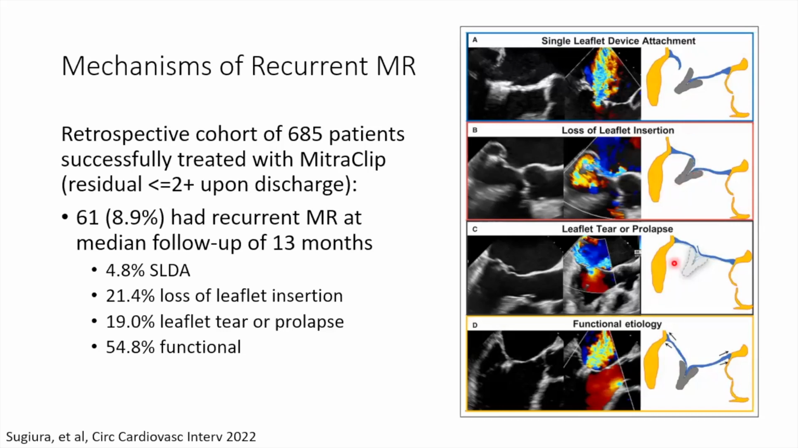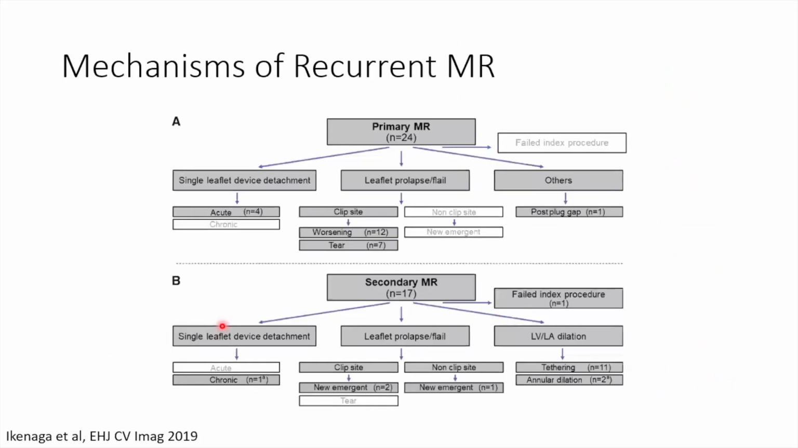You can have leaflet tear or new worsening prolapse, or you have functional etiology. And these are also all suggestive of the progression of the initial disease process. If it's secondary, you have progressive dilatation of the LV and LA, or if it's primary, you have worsening degenerative disease to the mitral valve. In follow-up of these patients, they're actually more likely to have loss of leaflet insertion than SLDA, and progression of their initial etiology. So whether it's worsening prolapse or worsening functional etiology.